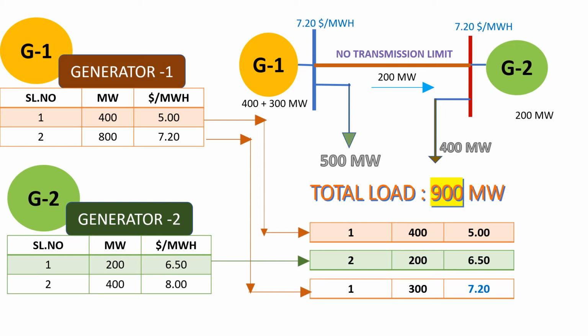Now this $7.20 per megawatt hour will become the LMP at each bus. That means generator 1 LMP will be $7.20 per megawatt hour, and generator 2 LMP is 7.20, because out of 800 we are using only 300 megawatts, and still we can use 500 megawatts from generator 1, and that generator can supply the power at a cost of $7.20 per megawatt hour. That means the next 1 megawatt of power can be purchased at $7.20 per megawatt hour.